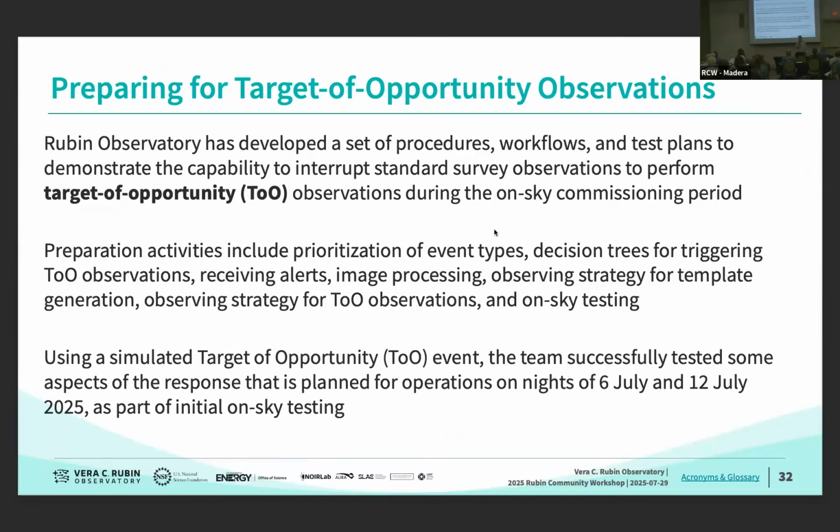Bob covered this yesterday. I think we've also started preparing for targeted opportunity observations, where we've developed a set of procedures and workflows and test plans to demonstrate the capability to perform TOO observations during the on-sky commissioning period. This includes prioritization of event types, making decision trees for triggering on TOO observations, the technical capability to receive alerts from other telescopes, to do image processing, and our observing strategy for template generation, etc. We have successfully tested some of these aspects, and I think Bob reported yesterday at the SAC on some of the observations that we've taken in TOO. So this work is going well.